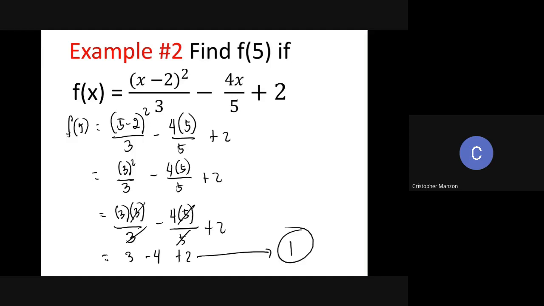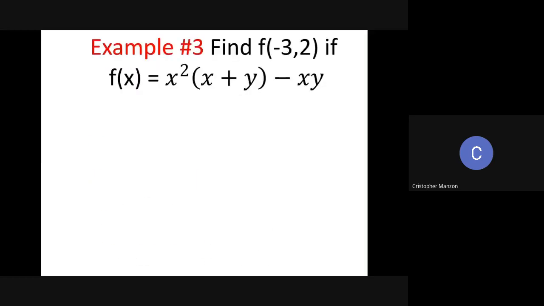Very good. Okay. I give you 2 minutes to answer. So find f of negative 3 and 2. Negative 3 is x, y is 2.